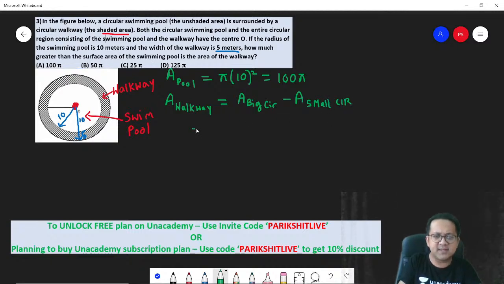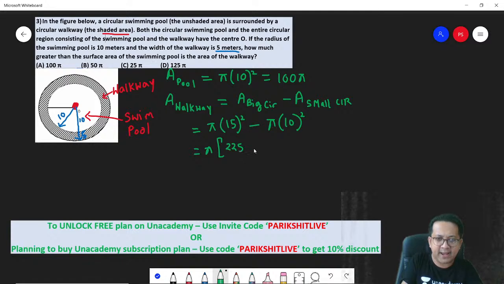Correct? What is the area of the big circle? Pi r square. So 10 plus 5, 15. Pi times 15 square, minus area of the small one, pi times 10 square. So if you take pi common, 225 minus 100 is 125 pi.